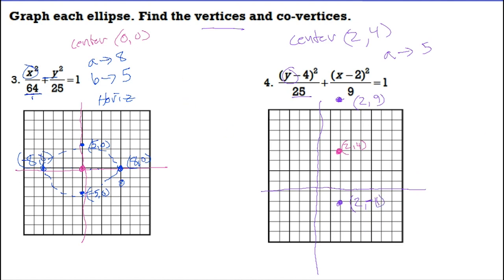Okay, those are our vertices. Let's find our co-vertices. Letter b is the square root of 9, which is 3. So that's 3 units in this direction. 1, 2, 3. And so that would be 5 comma 4. And then 3 units in this direction. 1, 2, 3. Negative 1 comma 4. Voila, sketch it up. This is so exciting. There you go. You got your ellipse.